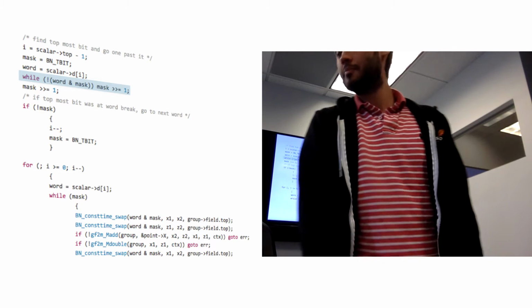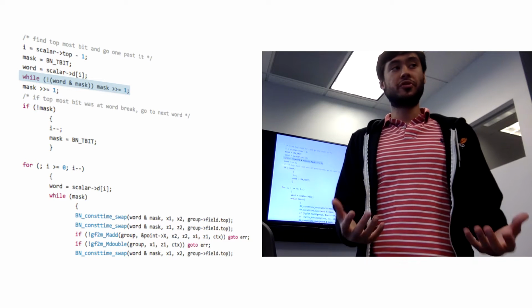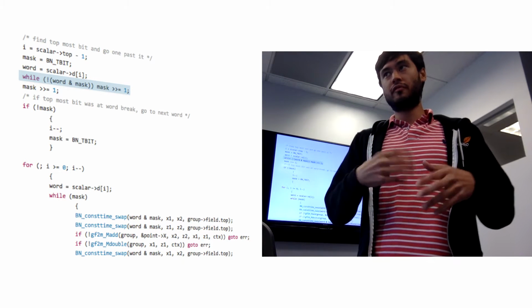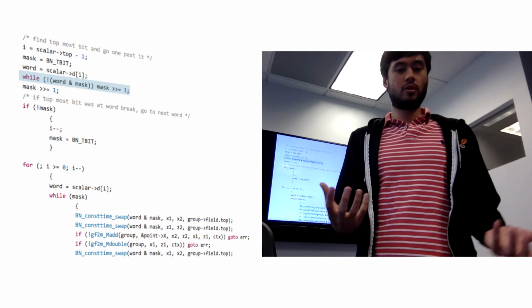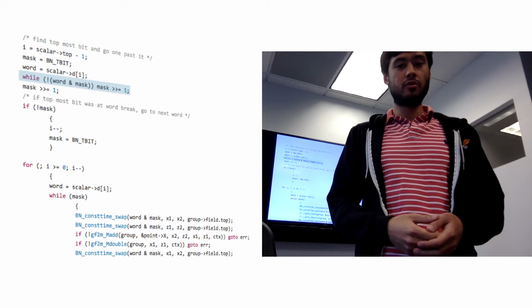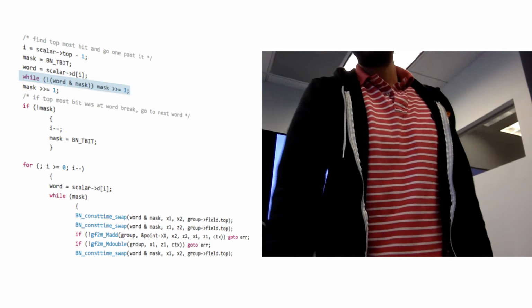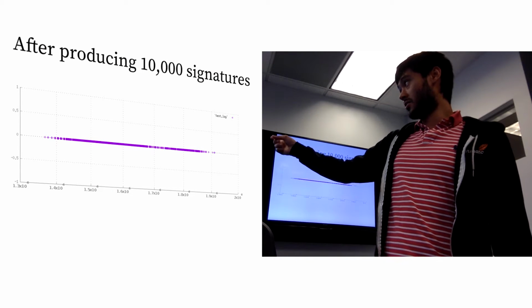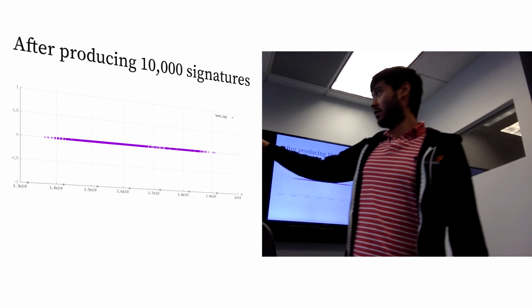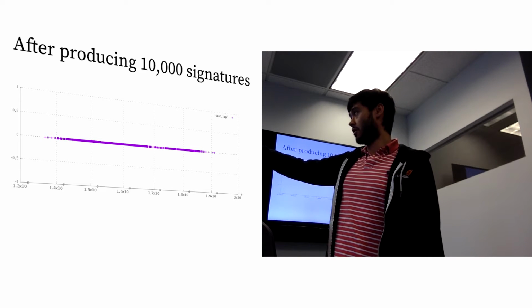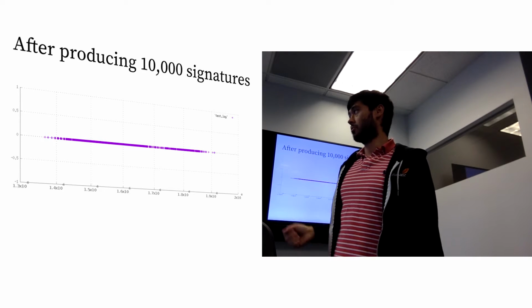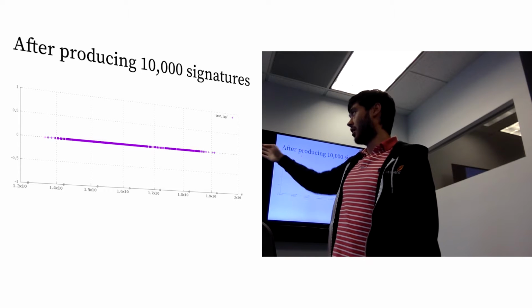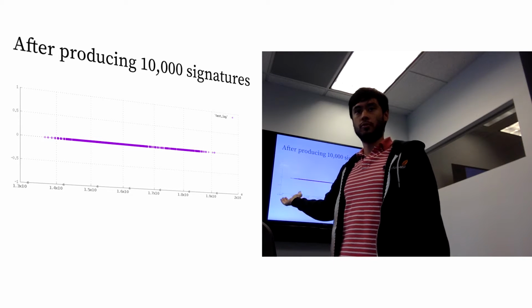So what I did is I modified an OpenSSL server so I could time how long it would take to sign something, and I signed a bunch of stuff, about 10,000 signatures. You can see every point is a signature, and on the left side, those are the signatures that took less time to compute, and on the right side, those are the signatures that took more time to compute.